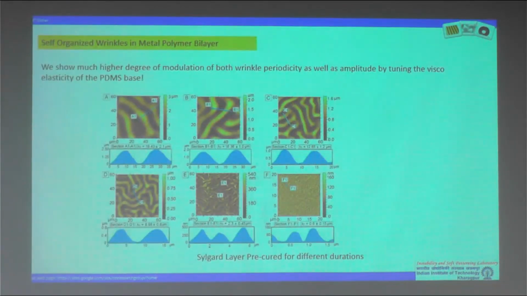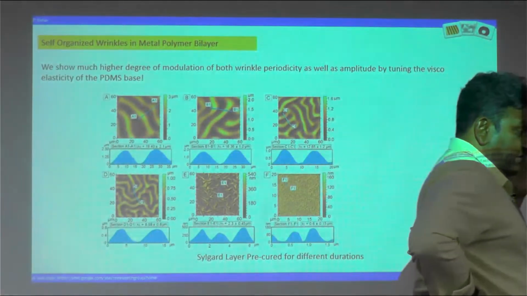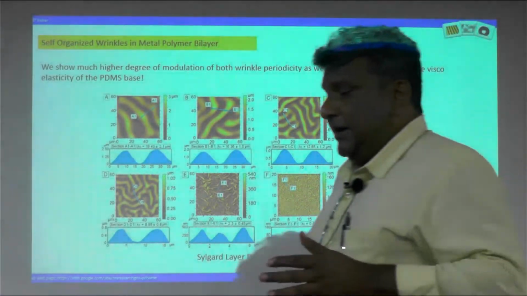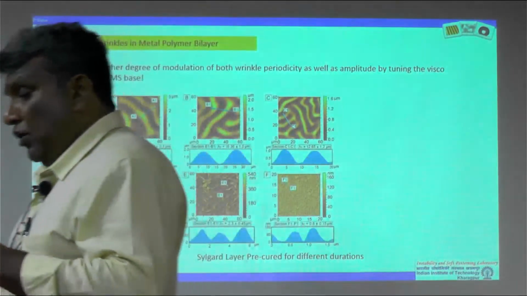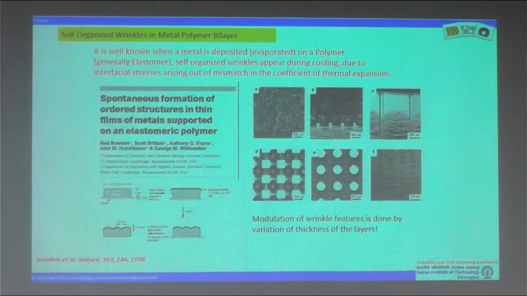So what people knew was this, just like the previous example, the wrinkle periodicity. Even the pioneering paper, it's around 2002, what they did was they took a fully elastic film, and on that the metal was deposited, and you can see these types of wrinkles actually appeared, right?